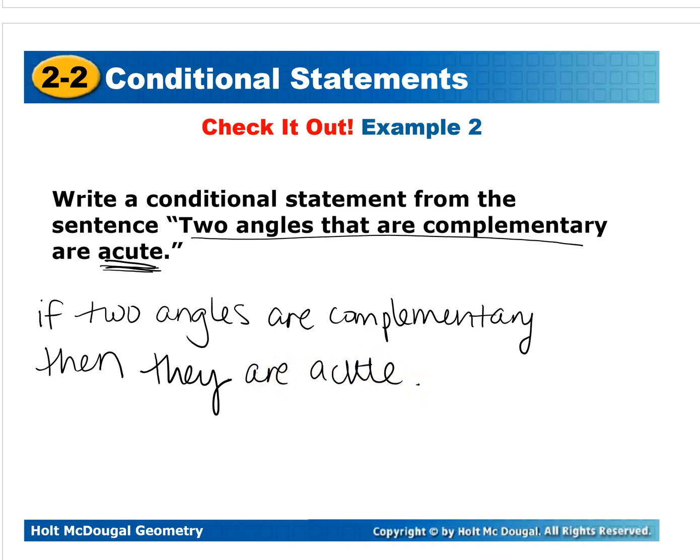Perfect. Did you get that one right? Good job if you did. You can watch this video a few times if you're getting confused. This is a confusing section, and that's okay. Sometimes it takes a few more times to listen to get there.